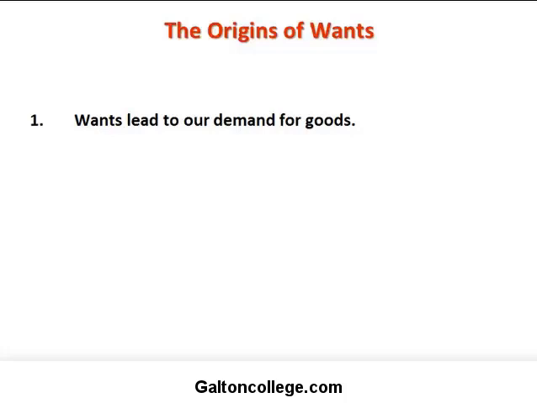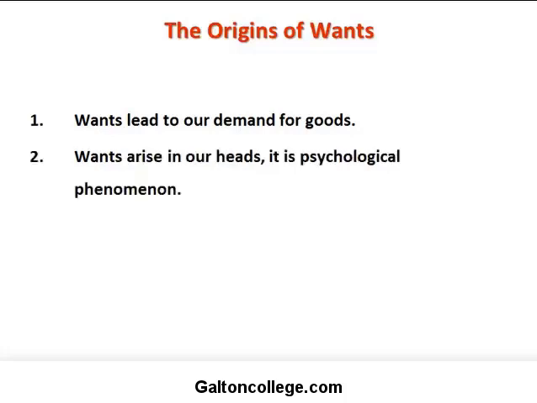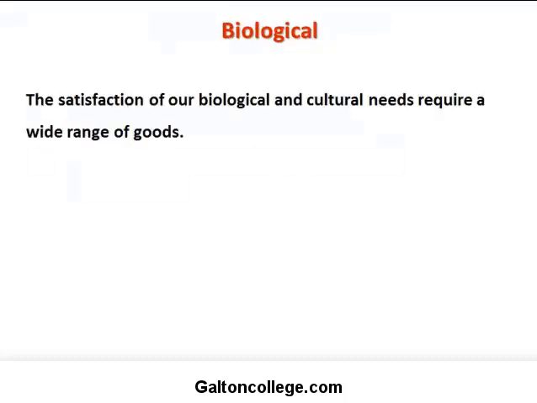So wants lead to our demand for goods. That's the point. We demand goods and services because we have a want for them. And they arise in our heads. It's a psychological phenomenon. It's what we require and how we rate the goods we require. How do we prioritize them? That's our evaluation process. That's the way we think about the goods. It could be biological. The satisfaction of our biological and cultural needs requires a wide range of goods.